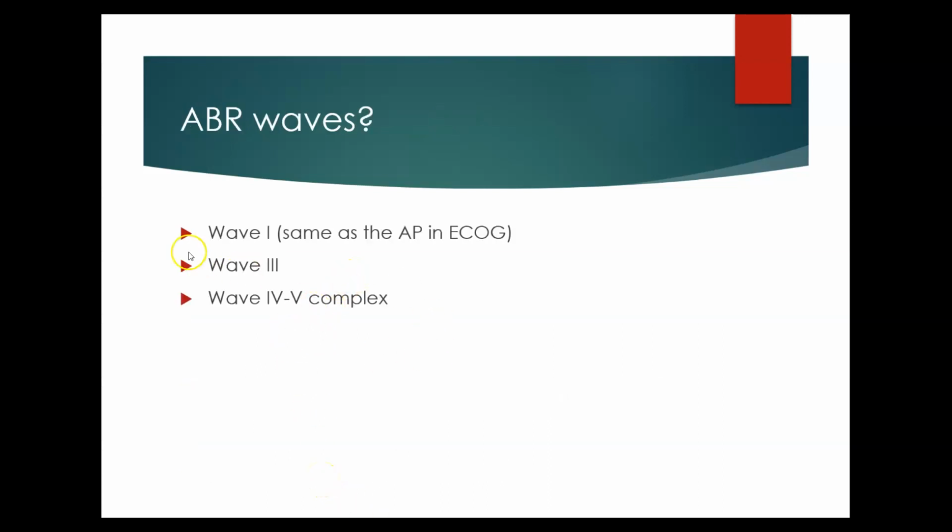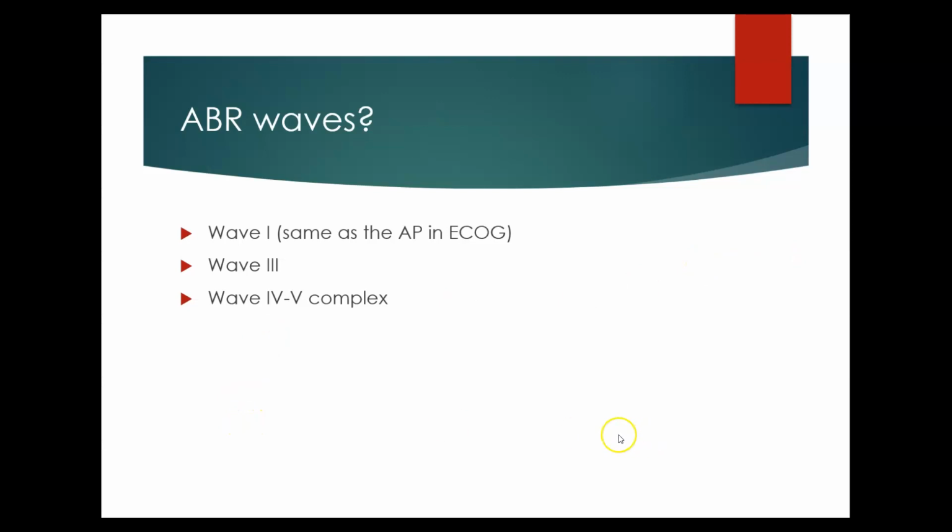Okay. When we run an ABR with our equipment, we're looking at waves, and these waves are what helps us differentiate the different types of diagnoses that happen. So wave 1 in an ABR is the same thing as the action potential in the ECochG, and it's generated from the synchronous firing of nerve fibers.